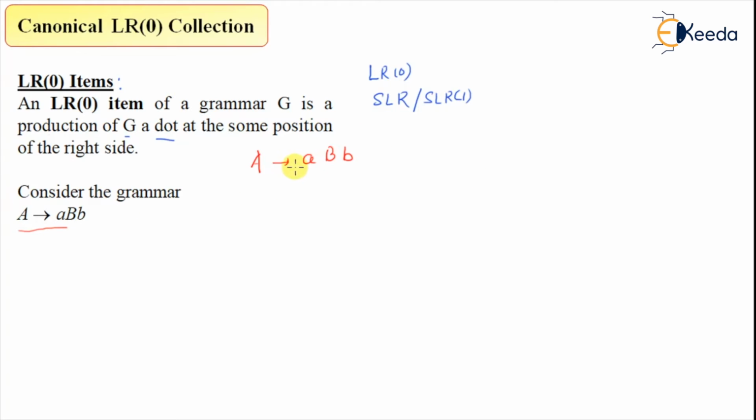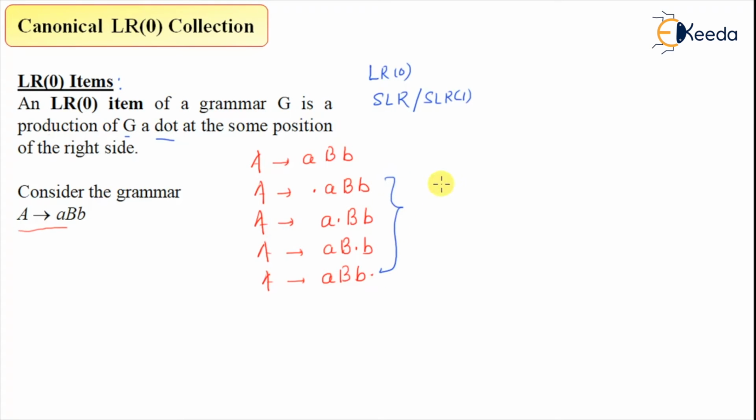If I ask you where I can put a simple dot, which positions can I put it at? We will say A derives dot a B b, A derives a dot B b, then A derives a B dot b, and then A derives a B b dot. So there are four different positions where I can put a simple dot. These are basically called your LR0 items.